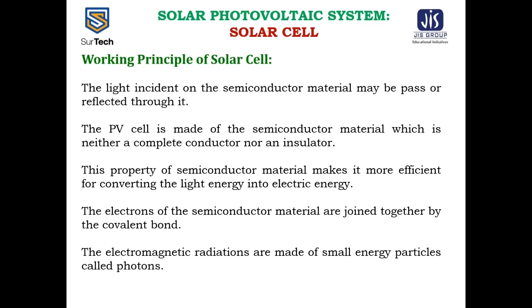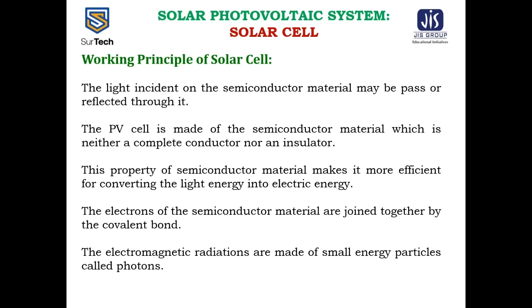Now come to the working principle of solar cell. The light incident on the semiconductor material may be passed through or reflected. The PV cell is made of semiconductor material, which is neither a complete conductor nor an insulator. This property of semiconductor material makes it more efficient for converting the light energy into electric energy.